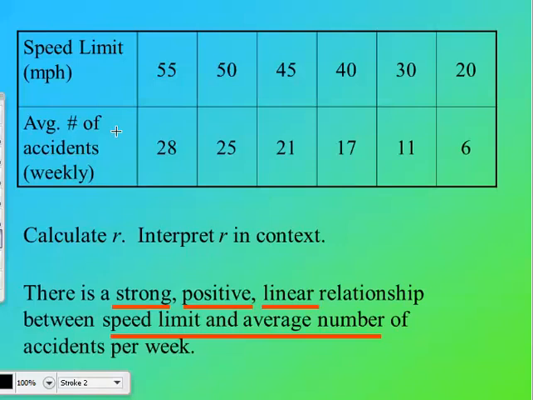Now, we talked about, well, we didn't talk about it, speed limit and number of accidents. If you look at these two sets of data and you calculate the R, there would be a strong positive linear relationship between speed limit and the average number of accidents in a week. The slower the speed, the fewer the accidents. The higher the speed, the more accidents. That's a strong, linear, positive relationship.